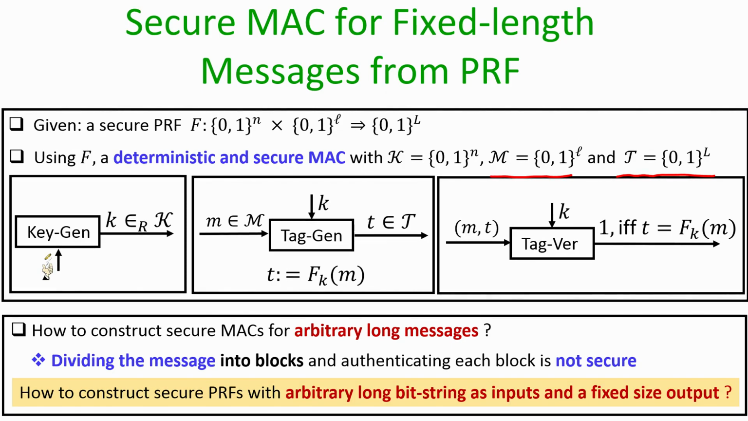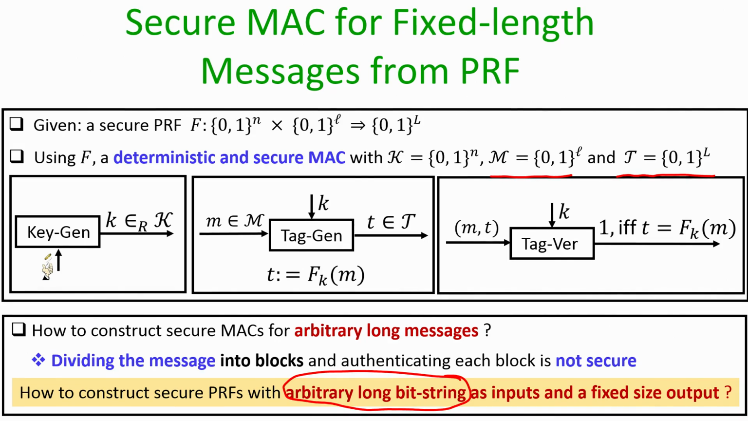So, the idea behind constructing message authentication codes for arbitrary long messages is to design secure pseudo random functions with arbitrary long bit strings as input, but fixed size output. Because if we can construct pseudo random functions which can support any arbitrary long bit string as an input and give a fixed size output, then using such a pseudo random function we can easily construct a MAC for arbitrary long messages.